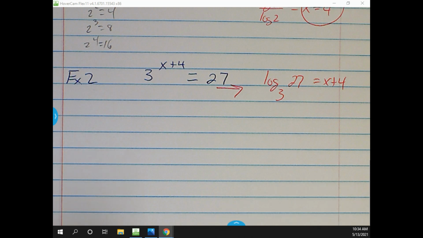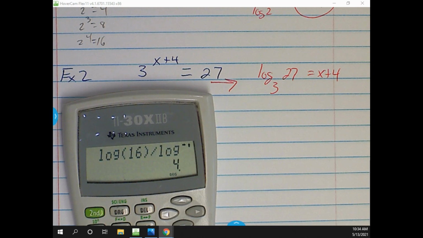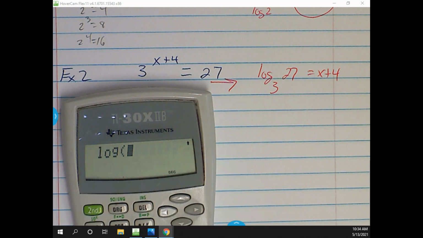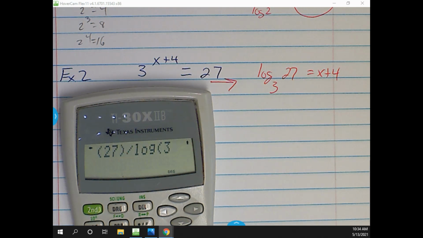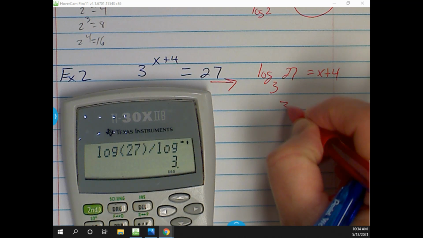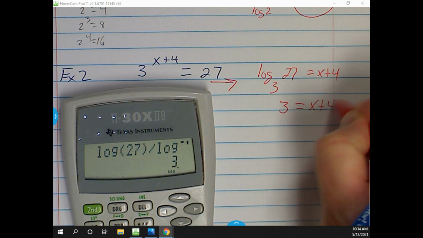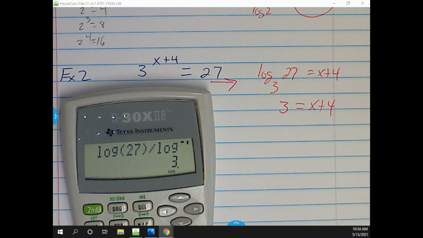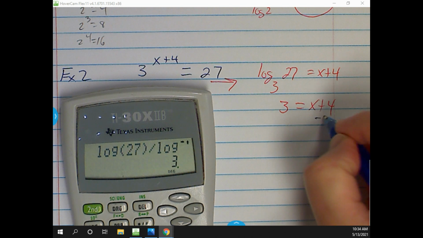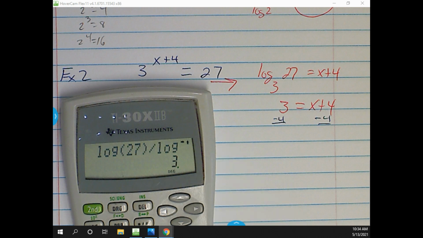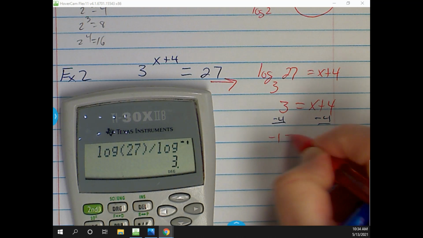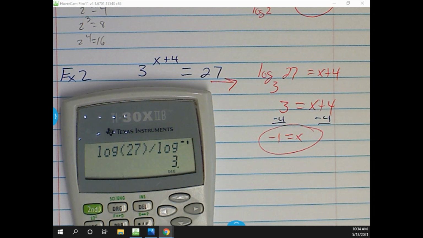All right, and then again, you're back to your calculator now. So log of 27, again, just make sure you close that off, divided by log of 3. That comes out to be 3. So now it's just 3 equals x plus 4, minus 4 on both sides. So x winds up being -1.